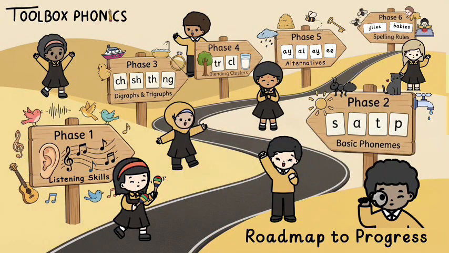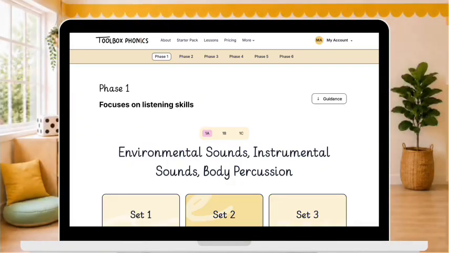Now, let's use the Toolbox Phonics website to quickly run through each phase. Let's start with phase 1. Phase 1 is the pre-reading phase and is all about developing young children's listening skills.